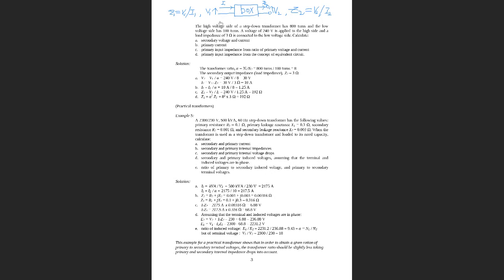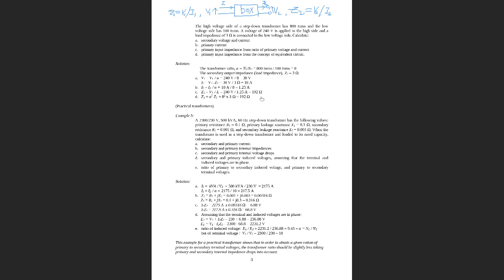Okay, so understand these concepts. This is very important. For the transformer, if we're looking at the primary, the equivalent impedance is the primary input voltage over the primary input current. Here, the impedance is 192 ohms. When you're looking at the secondary, the secondary impedance is given as 3 ohms, that is the secondary voltage, 30 volts, over the secondary output current, 10 amperes, that is 3 ohms.